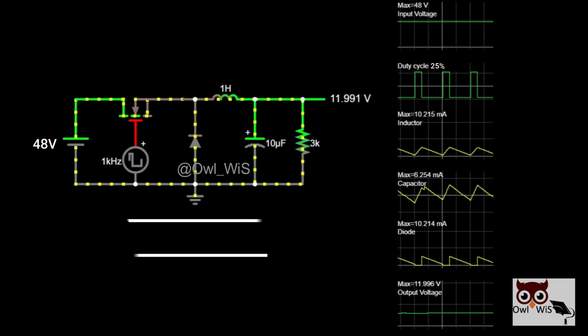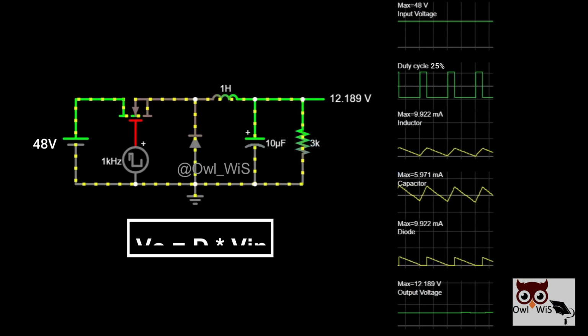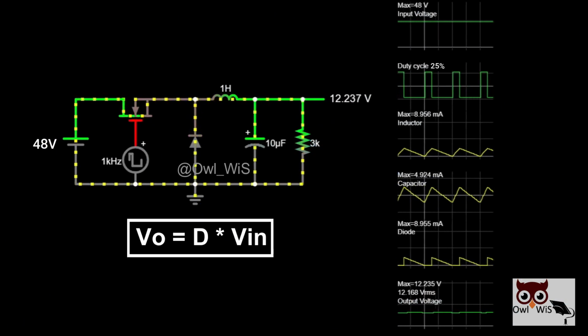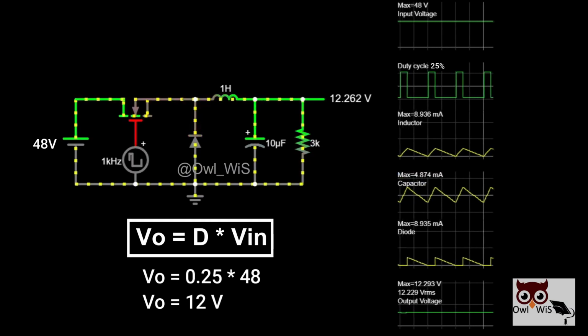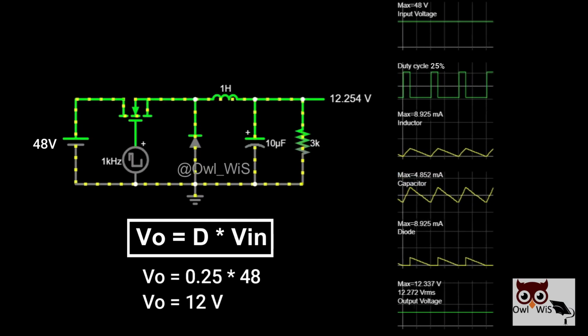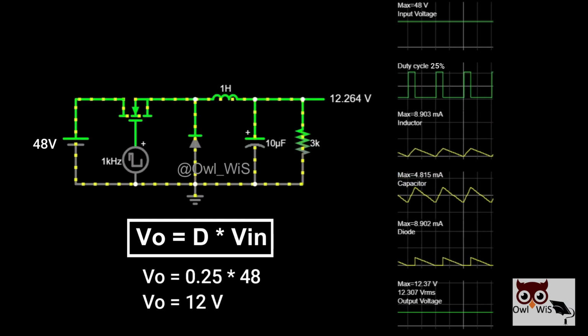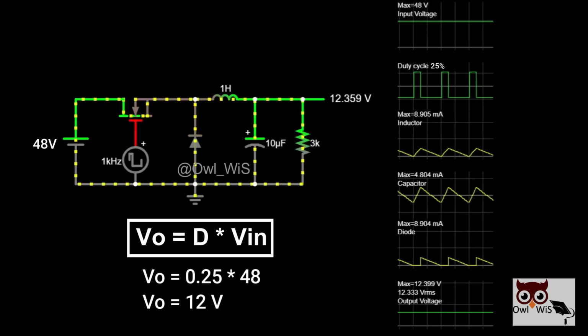The output voltage is equal to the duty cycle multiplied by the input voltage. For example, if we are using an input voltage of 48 volts with a duty cycle of 25%, then the output voltage will be equal to 12 volts.